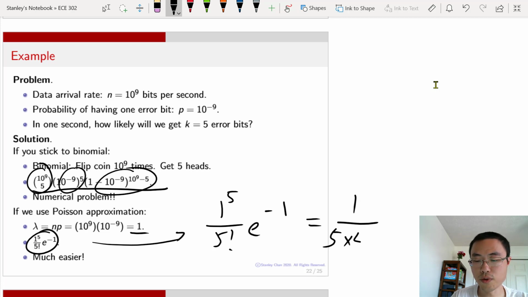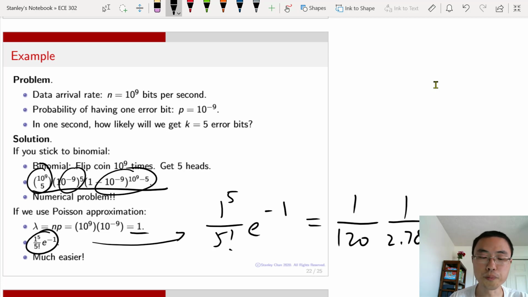So 5 times 4 times 3 times 2 times 1. So this is 20. This is 6. So altogether, this is just 120. E to the minus 1. E is 2.7. Right, so this is 1 over 2.78. So this number is very reasonable. Okay, so it is a much easier number to calculate, and this is a good approximation to this monster.